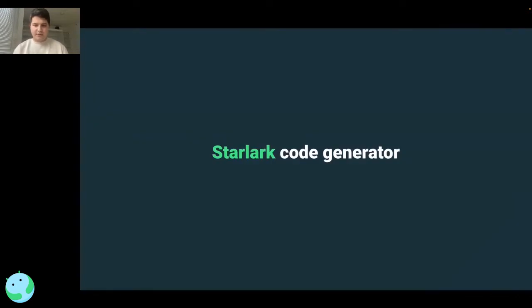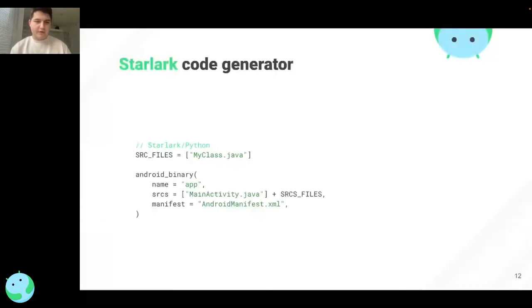Okay, so the Starlark code generator. Let's see, we have this snippet of Starlark code. And again, let's just assume that this is Python code. Here we have a variable that we assign, some list. And then we have this Android binary. In this context, this is just a call of a function. Just for context, in Bazel, this function will create a target that will make our application buildable, and will let us build and launch the Android application.